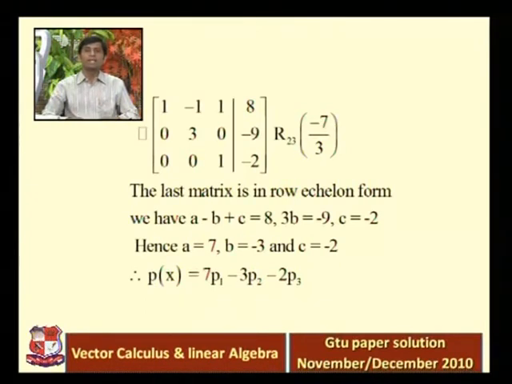So P can be expressed as a linear combination of P1, P2, P3. With this, P is equal to A P1 plus B P2 plus C P3, where A, B and C are 7, minus 3, minus 2 respectively. So P is equal to 7 P1 minus 3 P2 minus 2 P3. Okay, so this question is complete now.